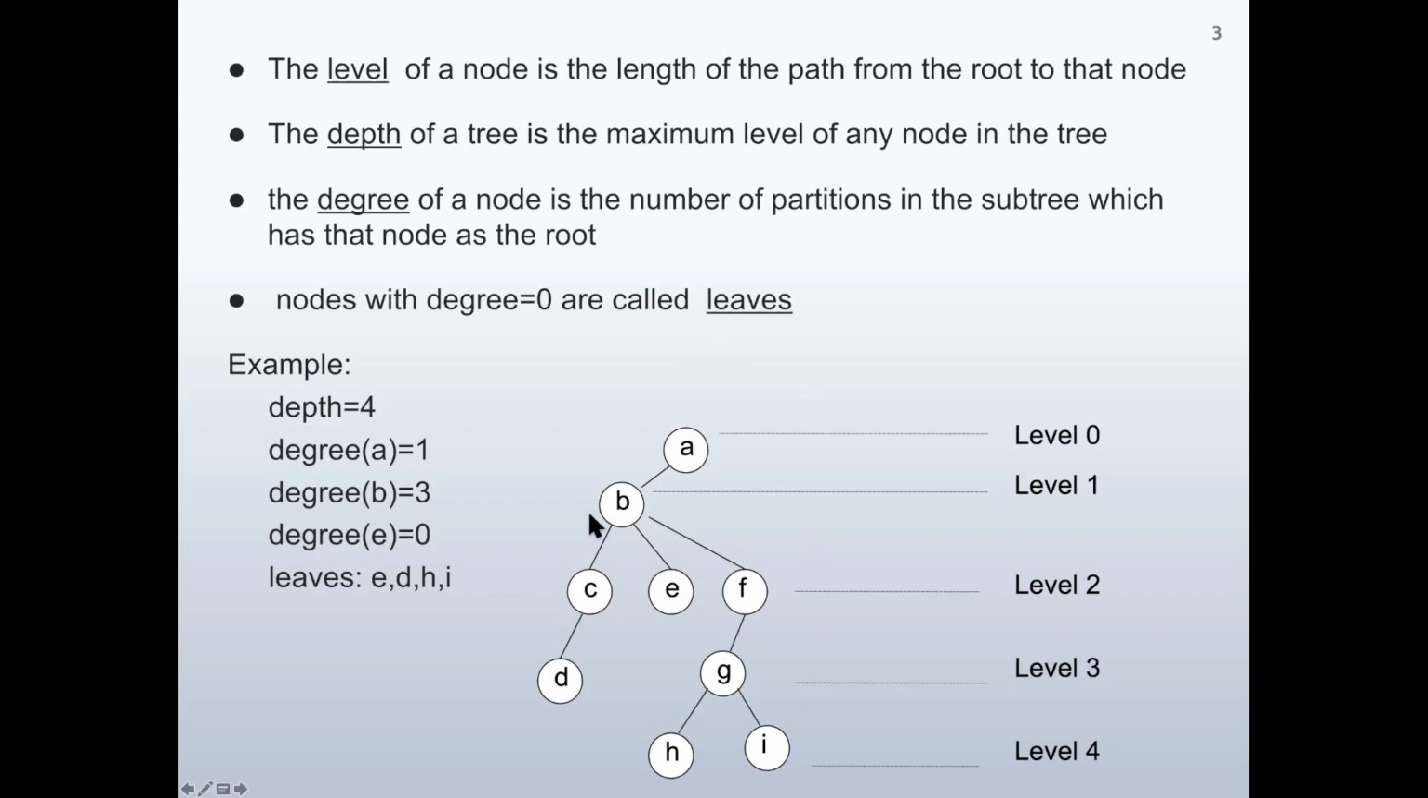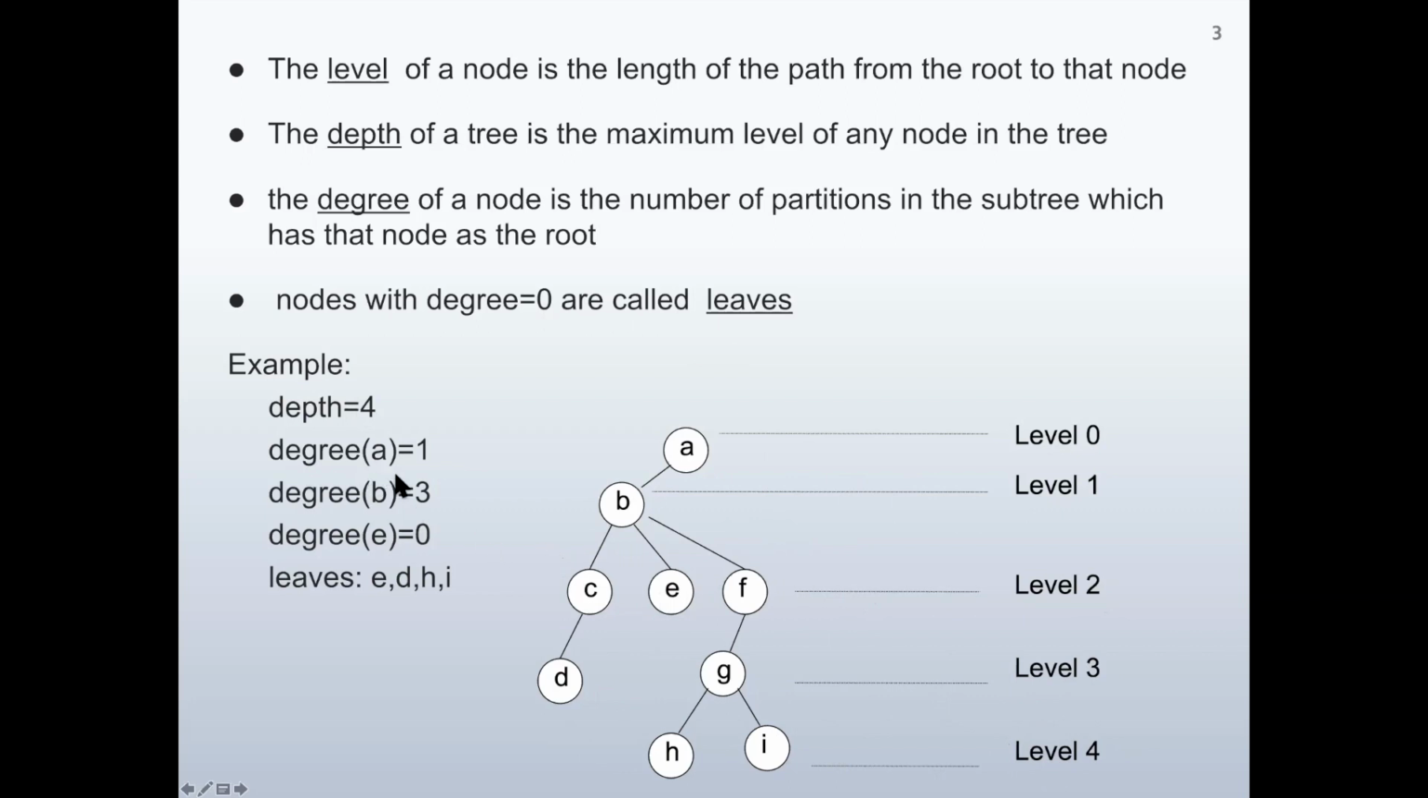Consider this tree. The node A is in level 0, B in level 1, C, E, and F are level 2, D and G are at level 3, H and I are at level 4. So the depth of this tree, we are considering all the nodes and their levels. The maximum is 4, so depth is 4 for this tree.